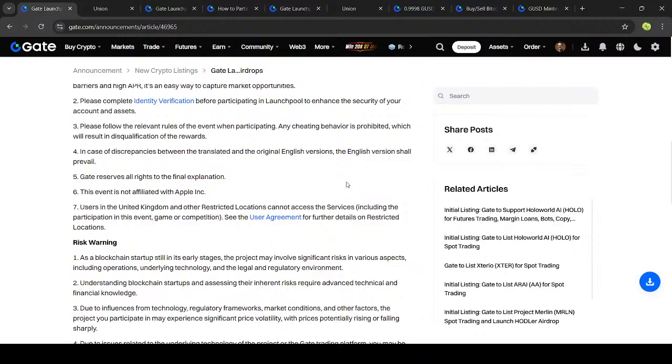The event is not open to applicants from the United Kingdom and other restricted locations, who cannot access services including participating in this event and game competition. See the user agreement for further details on restricted locations, guys.